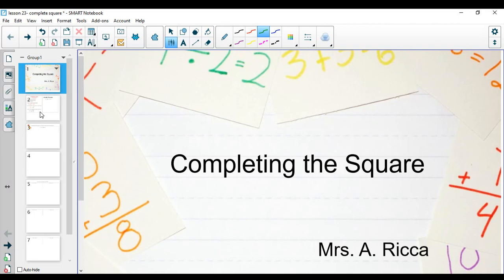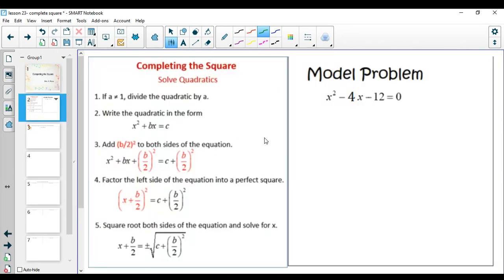Today we're going to do completing the square. This is a topic that you're going to see in geometry. You're going to also see it in trig as well. Completing the square is another way to find x. We did the quadratic formula last week, and that's a way to find x. We factored to find roots. That's another way to find x. Okay, so this is another way.